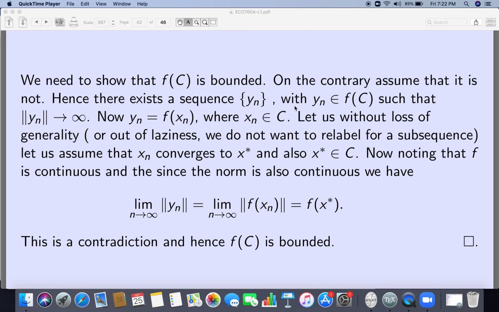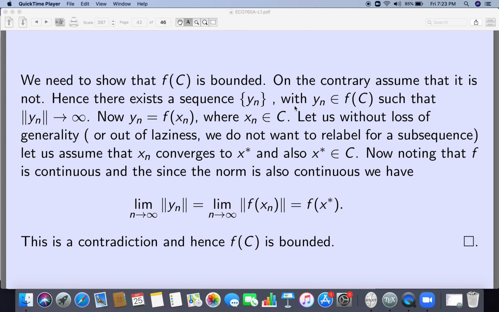So xn converges to x star, and because C is closed, x star is going to be in C. Now you can write it in terms of a subsequence yourself, which I am not going to do. Now noting that f is continuous, what will I have? Norm of yn equals norm of f of xn. So the limit of norm yn is equal to the limit of norm f of xn, because the norm is a continuous function, which I have given as an exercise to prove. I guess you should be able to prove that.